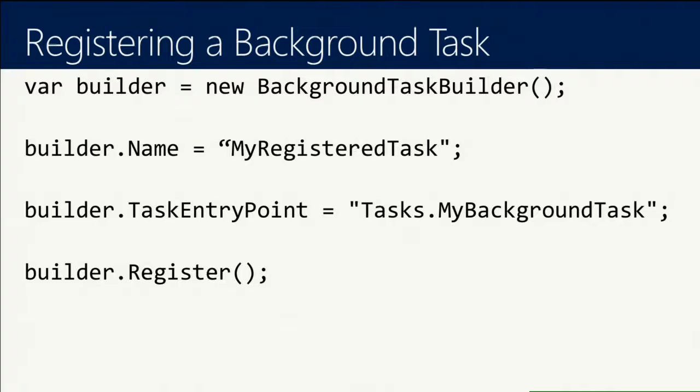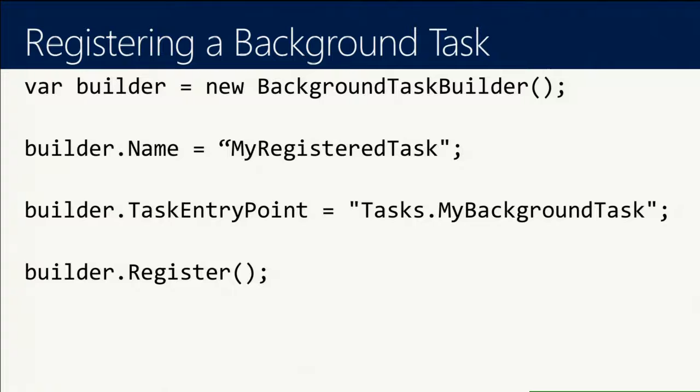So if you're going to register a background task for multiple events, your name needs to be unique. Now, it doesn't have to be unique across the entire device, just unique inside your app. You set the task entry point, which is the full name of your class. And here, as you can see, you never actually are calling an instance of your class.